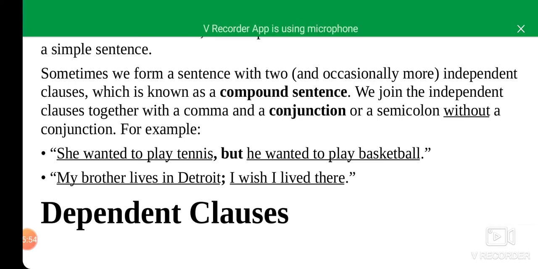I wish I lived there. That is a complete sentence.